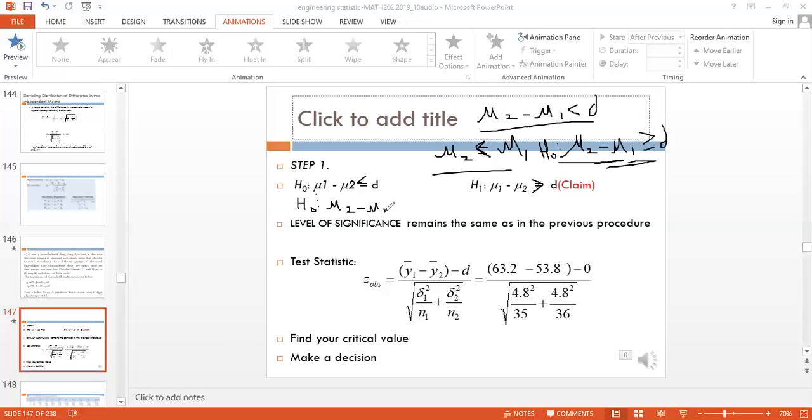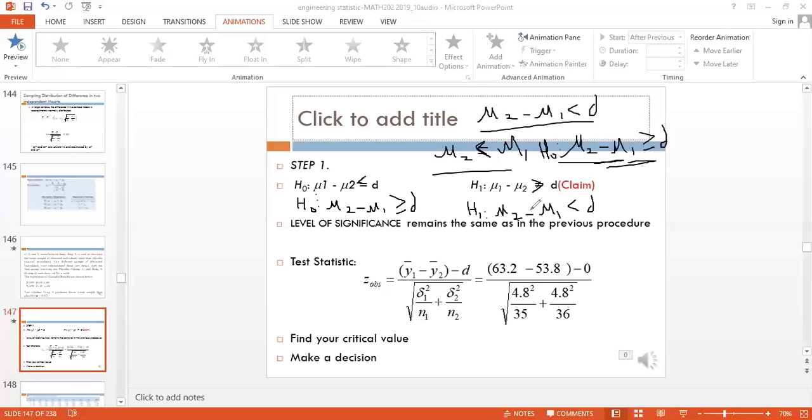Mu1, okay, which is what? Greater than or equal to what? The difference. And then your H1 here will be mu2 minus mu1 is what? Is less than D, okay? It's nothing difficult.